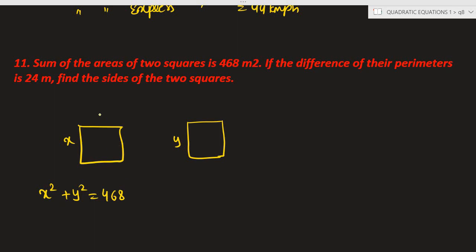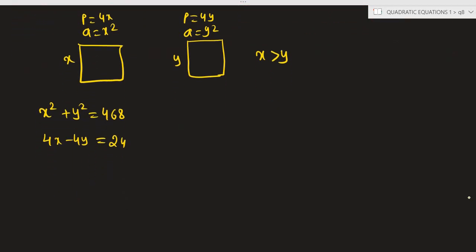And what is the perimeter? Area is equal to x square, and perimeter is equal to 4x. For the other square, area is equal to y square and perimeter is equal to 4y. The difference between their perimeters, that is 4x minus 4y, is equal to 24, as he had given. We have to assume that x is greater than y, only then are we able to solve this. Take 4 common: x minus y is equal to 24 by 4, which is 6. So x minus y is equal to 6.